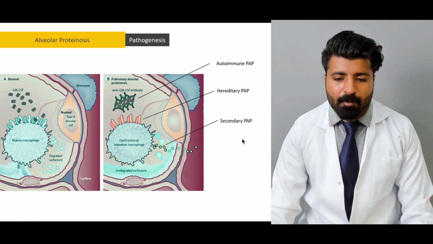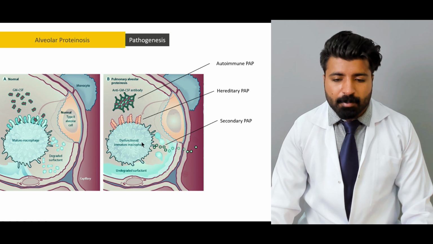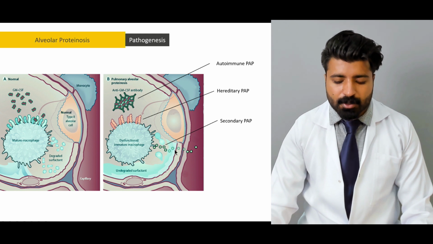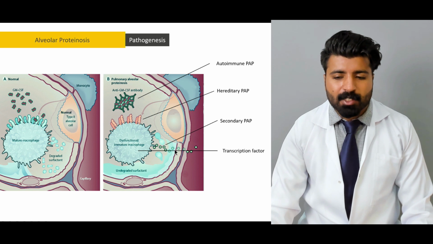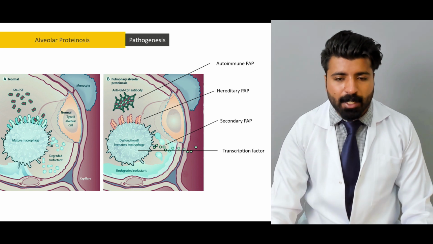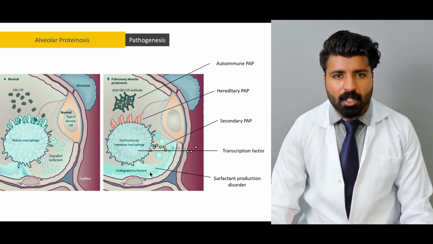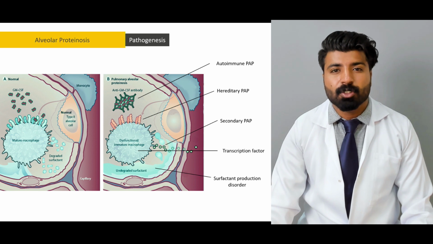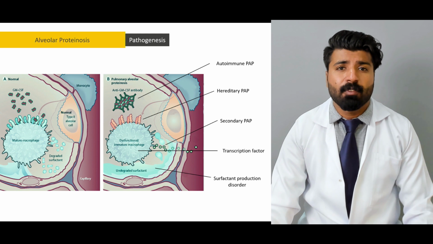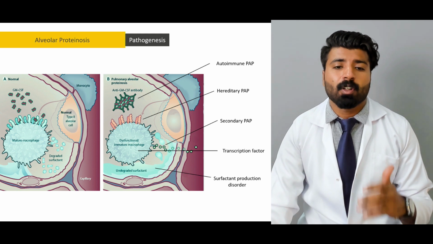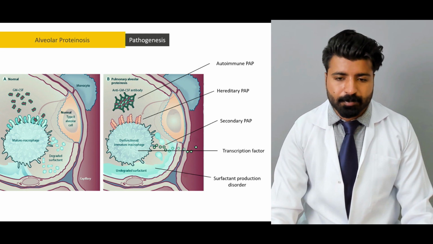Then secondary PAP will be there, which will reduce this. And then we have a transcription factor, which will multiply the whole system. And then we have surfactant production disorder. When the surfactant production disorder is happening, there will be production of undegraded surfactant. This undegraded surfactant will lead to the accumulation of lipoproteins, and those lipoproteins are going to affect the alveoli in such a bad manner that it's going to cause alveolar proteinosis.